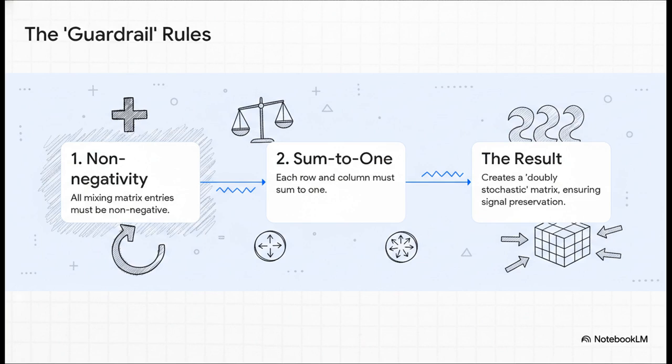And you know what's crazy? The rules for these guardrails are super simple. Rule 1, all the weights that mix the signals have to be positive. Rule 2, all the weights in every row and every column have to add up to exactly 1. By enforcing these two rules, which they do with a classic algorithm called Sinkhorn-Knopp, they create something called a doubly stochastic matrix. And that's the magic trick. It mathematically guarantees that the total amount of signal going in is the exact same as the total signal coming out. It can't explode, and it can't vanish.